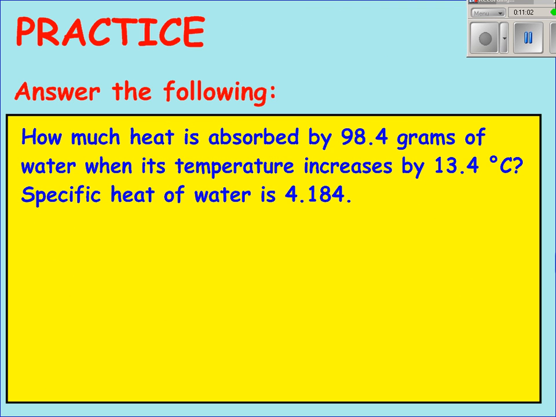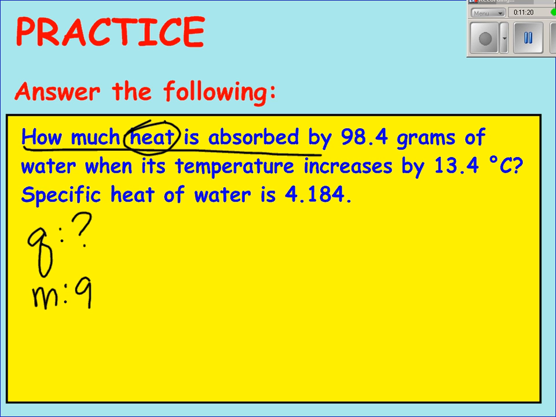Let's give you one to try now. Go ahead and pause the video and work this one out. Then play the video and we'll work it out. All right, the question is asking how much heat is absorbed. Remember, it's asking for heat, and heat is always represented by Q.